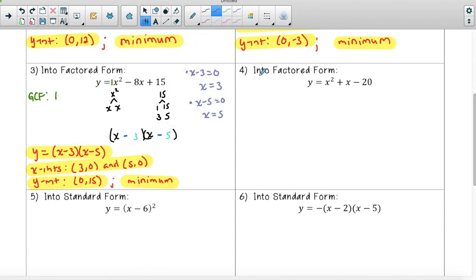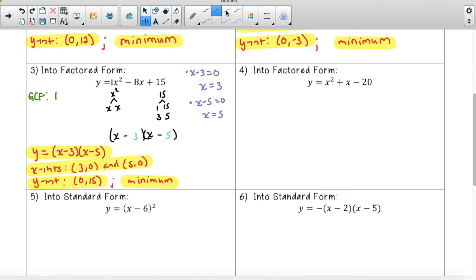Our next problem asks us to rewrite into factored form. So again, this should be in standard form already. There are no parentheses, and it goes in descending order. The exponents go in descending order, so 2, 1, no exponent. That means, since it's standard form, this should give us our y-intercept, and we could go ahead and write it down, but I'm going to wait to see how much room this takes.